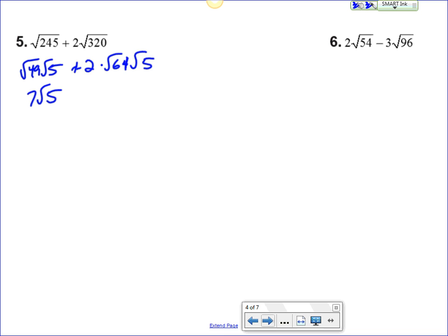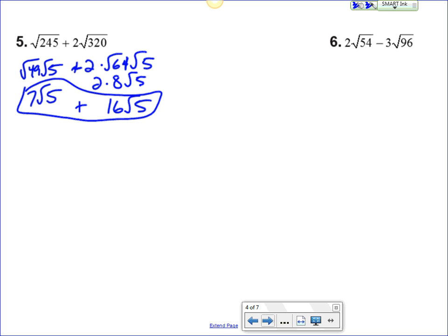So what do I get? I got 2 times an 8 root 5. So that's 16 root 5. So we have a 7 root 5 plus 16 root 5, which would be a 23 root 5 in the end, would be your final answer.